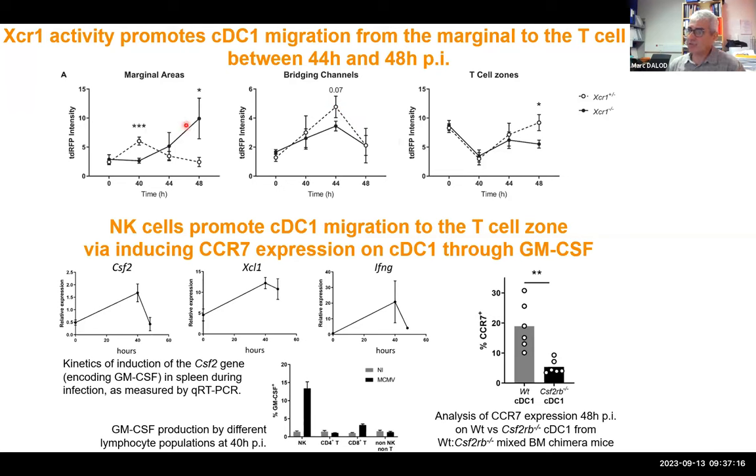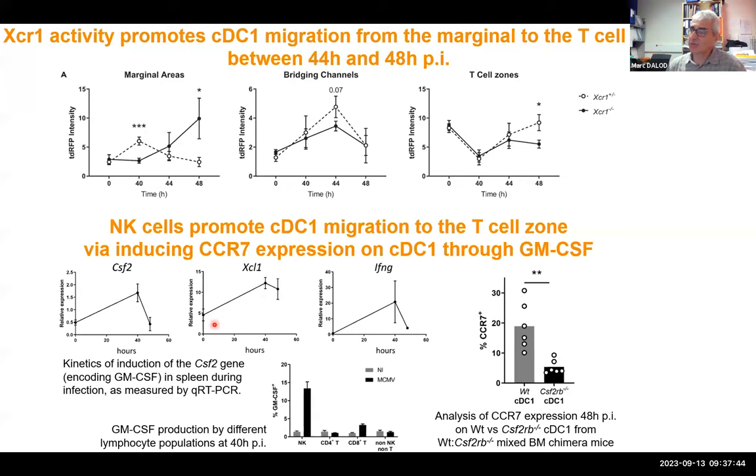In contrast, if you look at XCR1 knockout mice, there is a delay in the accumulation of cDC1 in the marginal zone. There is a delay and a decrease in the location in the bridging channel. And in the end, less of them make it into the T cell zone. So it shows that XCR1 is critical for optimizing or promoting a better migration of the cDC1 into the T cell zone. And how do NK cells do that? How do they promote cDC1 to go into the T cell zone?